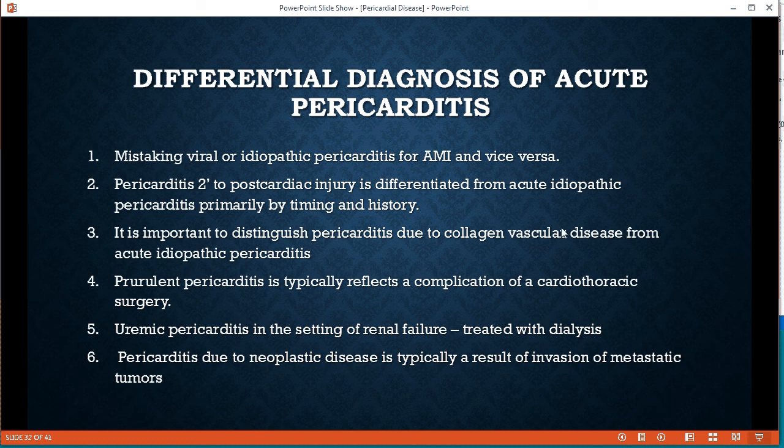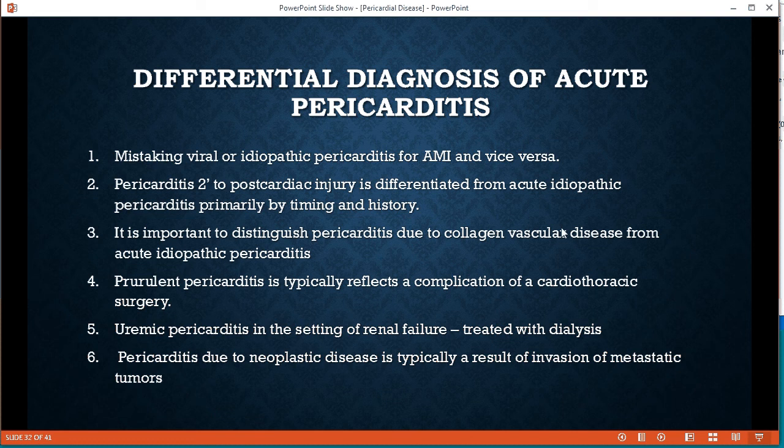Okay. If you have somebody who has a high BUN and they have pericarditis from uremia, then usually that's going to be in the setting of renal failure. And you're going to really treat that by dialysis. In somebody who has renal failure, you correct the uremia with dialysis. So if somebody has uremic pericarditis, that's how you treat that.